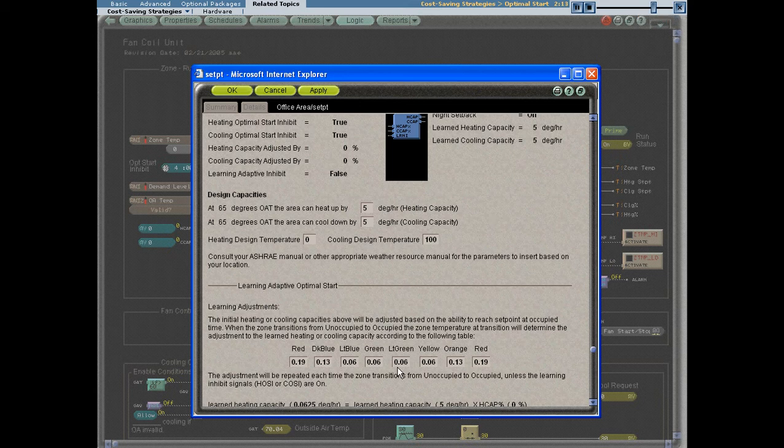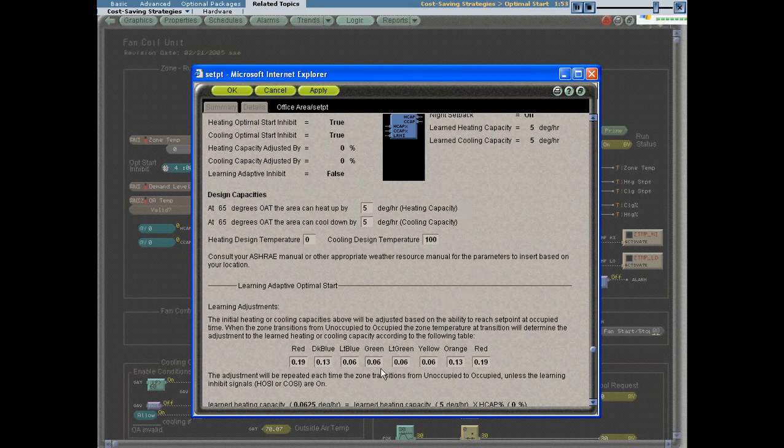That way, I can make sure I'm green when everyone goes occupied. Now, notice that we have the same thing on the cooling side. In other words, I was yellow when they went occupied in the morning. So I would do the same thing here. I would simply adjust my capacity and I would know I can't cool as quickly as I thought I could, so I better start a little earlier tomorrow.